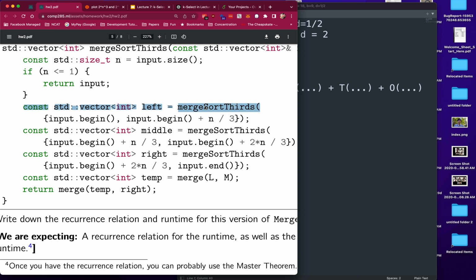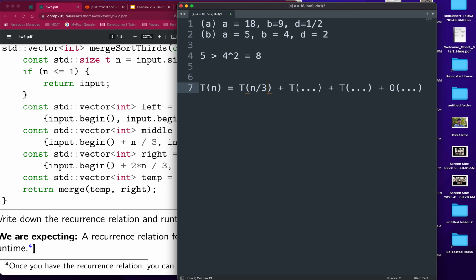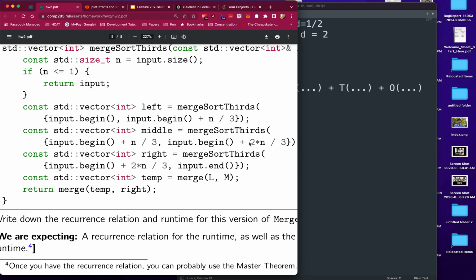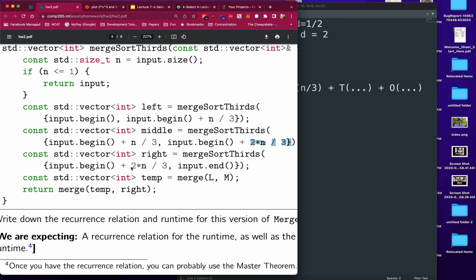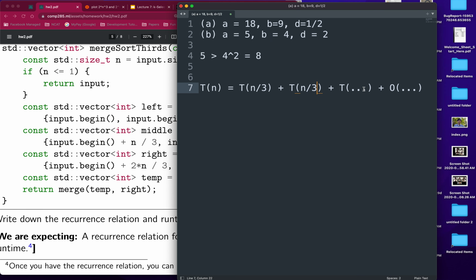For the first recursive call, we're calling ourselves from the beginning up to n divided by 3. So the size of this vector is n divided by 3. For the second one, we call ourselves from n divided by 3 up to 2 times n divided by 3. So again, the size of this vector is n divided by 3. And for the last one, we call from 2 times n divided by 3 up to the end. So again, the size is n divided by 3. Because these are all the same, we can write it as this 3 times.